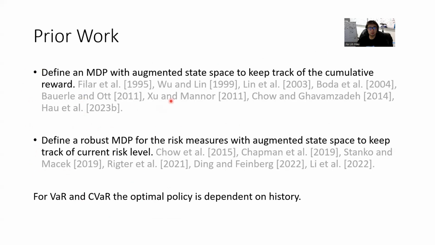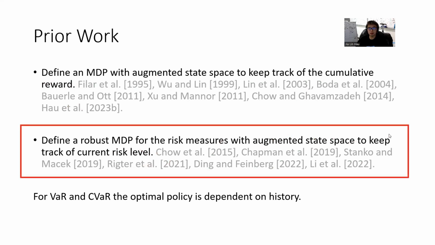There are two lines of work commonly used to solve this risk-averse MDP. One line of work augments the state space with cumulative reward or target value. Another line of work augments the state space with risk levels. We'll be focusing on this second line of work and analyzing it.